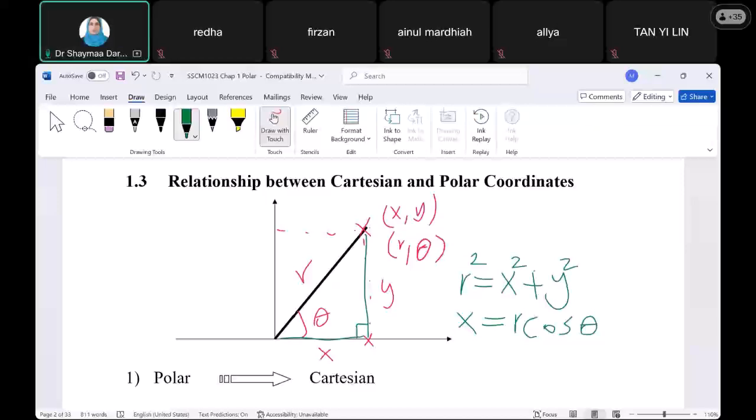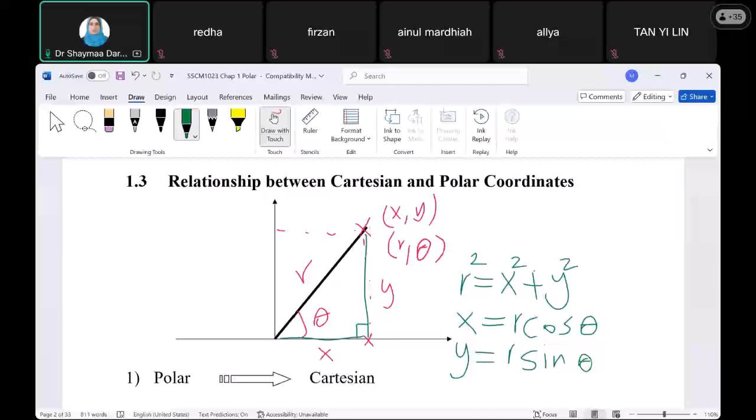Also, if we look at theta here, we can say that x is equal to r cos theta, because we have a right angle here. The length of x can be equal to r cos theta because in a triangle with a right angle, cos theta is the adjacent over the hypotenuse, which means cos theta is x over r. So x equals r cos theta. Same for y. y is equal to r sine theta, because sine theta should be equal to opposite over hypotenuse. Opposite is y, hypotenuse is r. So y is r sine theta.